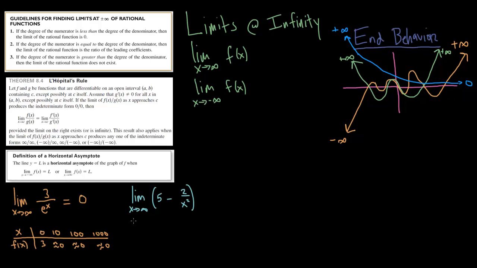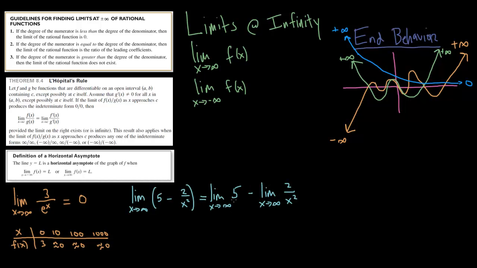Now, let's look at this one. Right here, we can use our rules of limits, our properties of limits, to break this apart if you really want to. We could say this is equal to the limit as x approaches infinity of 5 minus the limit as x approaches infinity of 2 over x squared. Now, let's think about what this means here.